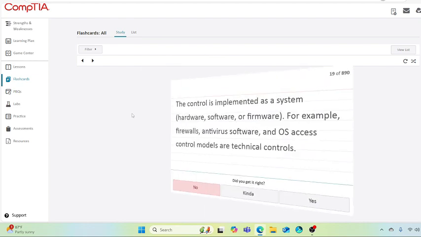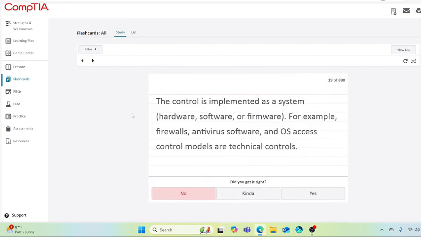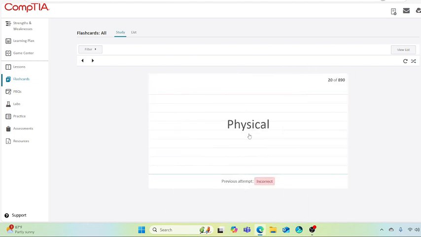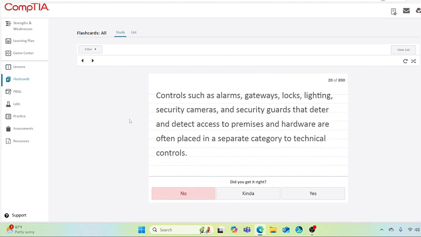Technical. The control is implemented as a system, hardware, software, or firmware. For example, firewalls, antivirus software, and operating system access control modules are technical controls. Physical. Controls such as alarms, gateways, locks, lighting, security cameras, and security guards that deter and detect access to premises and hardware are often placed in a separate category to technical controls.